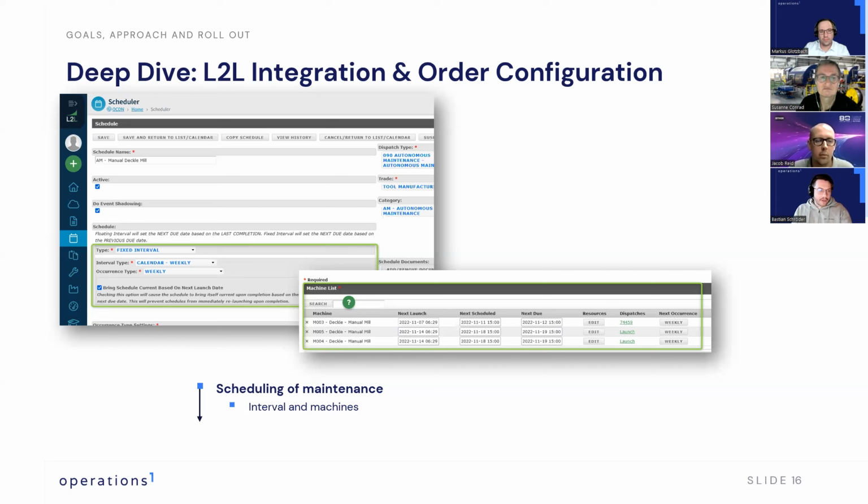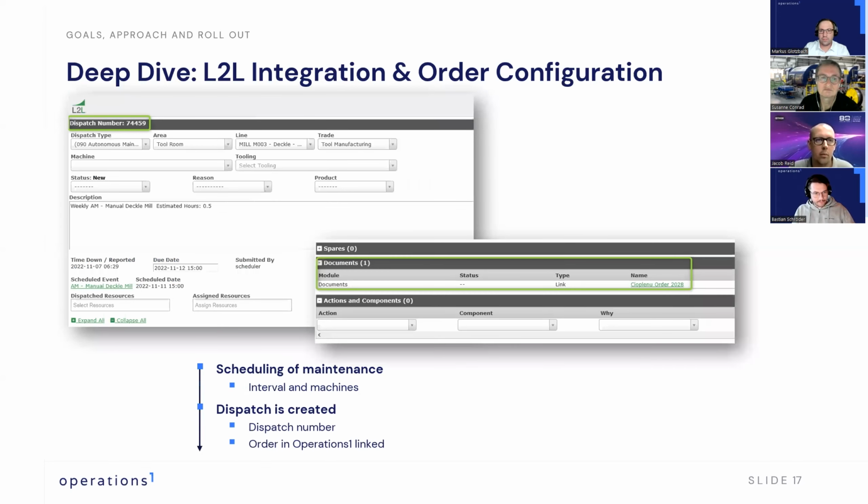And after selecting the interval, so we're speaking here of daily, weekly, monthly, semi-annually, whatever you want to choose, you can pick it here, and then you can pick the machine, and the maintenance order is then published as a so-called dispatch in Leading to Lean. Go to the next slide, please.